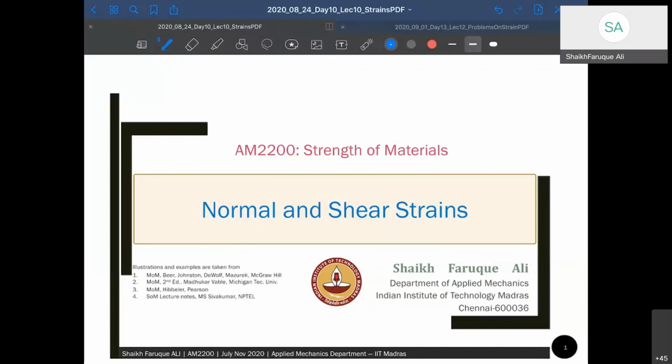Right, but we see, right? We see you take a rubber in your hand and pull it. You see that the rubber elongates, right?